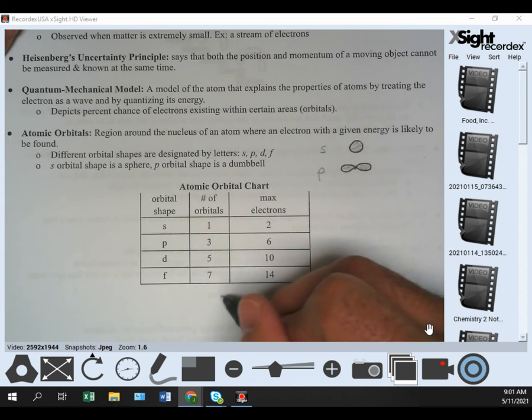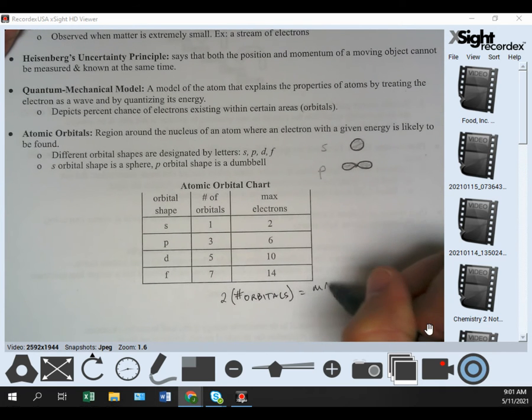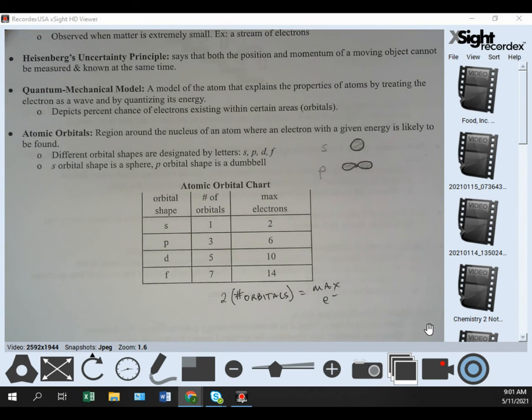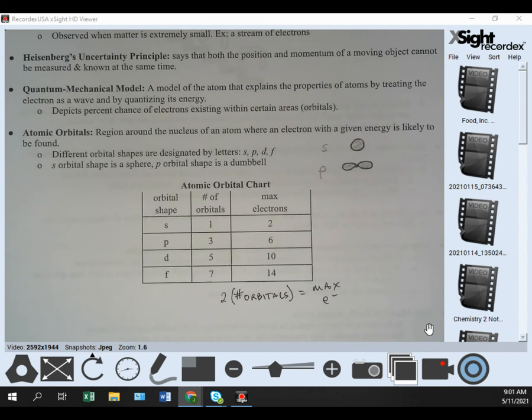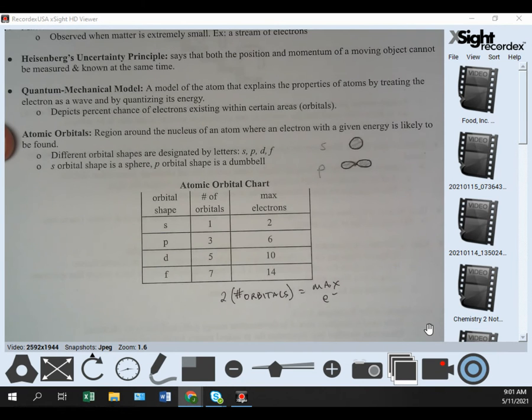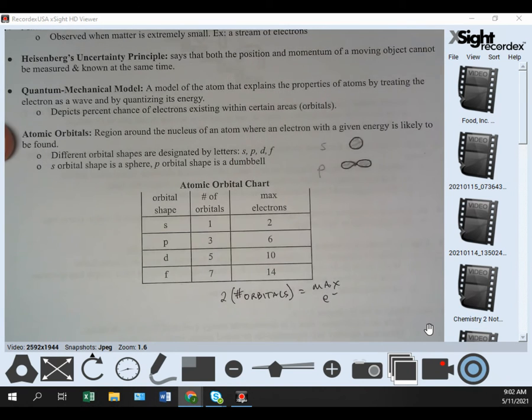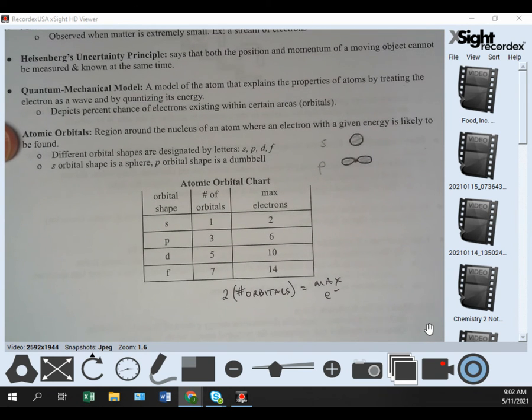The maximum electrons is 2 times the number of orbitals. We'll learn some reasons for that later, but basically you take whatever the number of orbitals is, times 2, and that's your maximum electrons. So 1 orbital, 2 electrons; 3 orbitals, 6; 5, 10; 7, 14. So far so good, makes sense? At least based on the chart stuff.